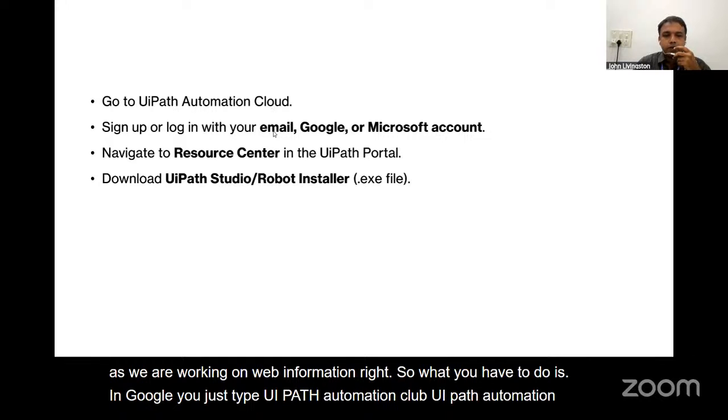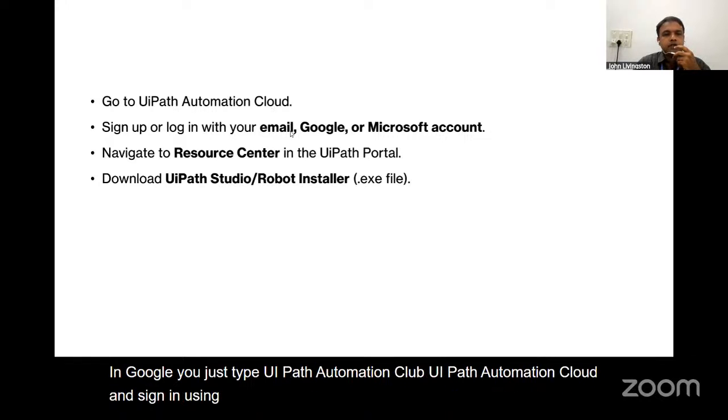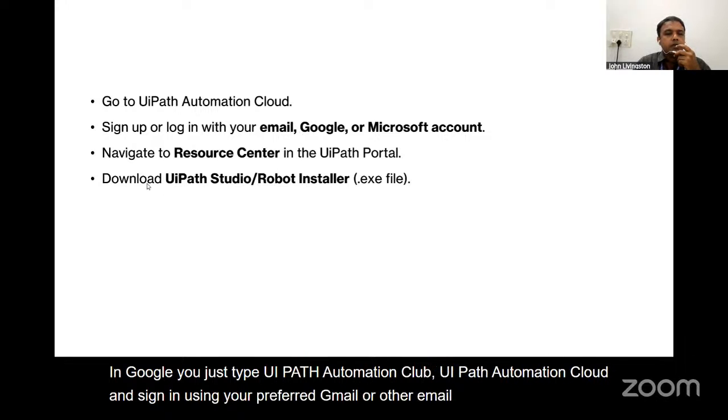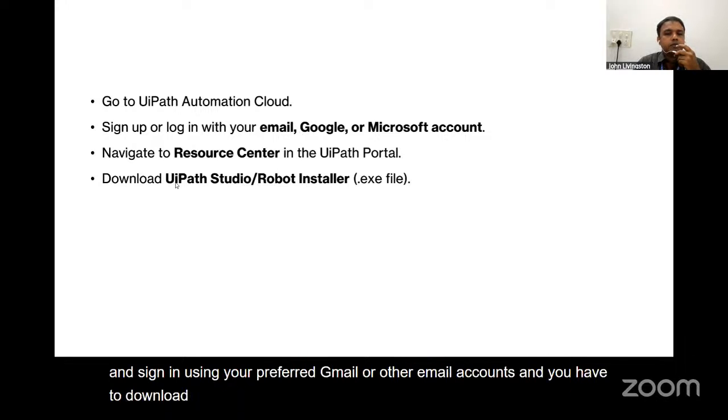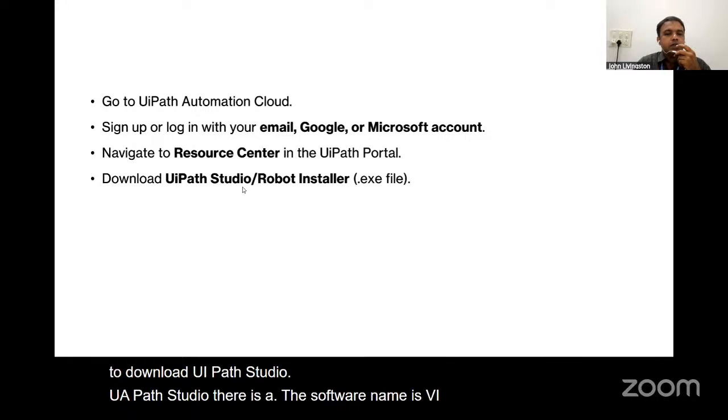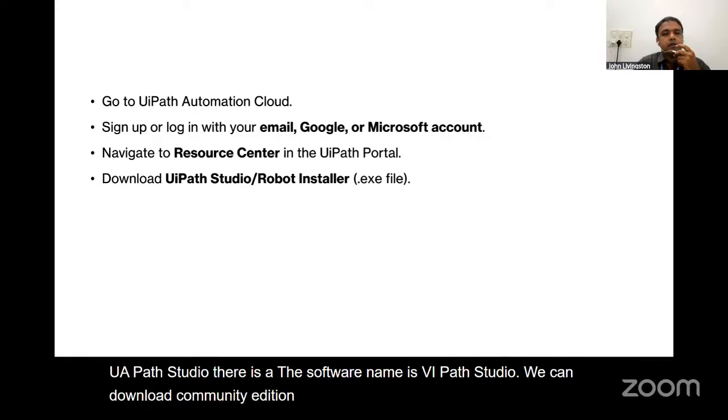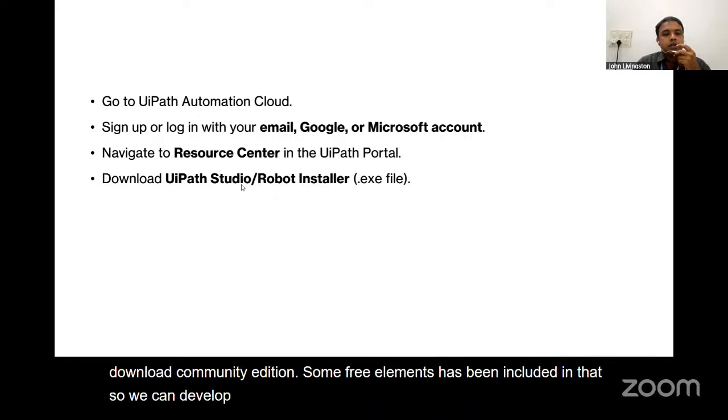and sign in using your preferred Gmail or other email account. And you have to download UiPath Studio. The software name is UiPath Studio. We can download Community Edition. Some free elements have been included in that, so we can download Community Edition.